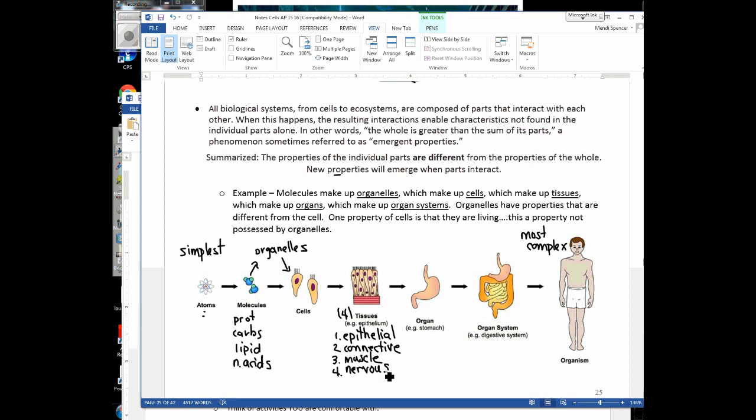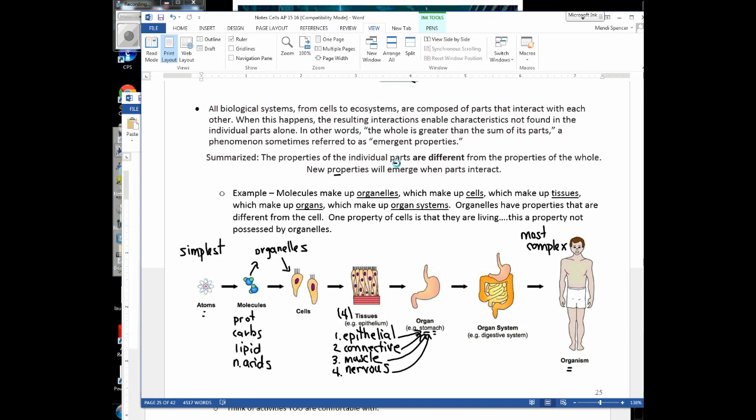Now, it takes these 4 types of tissues to make up organs. So every organ is made of these 4 different types of tissues. So in the stomach, we can find epithelial tissue, connective tissue, there's muscle tissue in your stomach, and there's nerves that are part of your stomach. Organs come together to make up organ systems. So along with the stomach, we would have the pancreas and the small intestines and the large intestines, etc., making up the digestive system. And then finally, it takes many different organ systems to make up the entire organism.